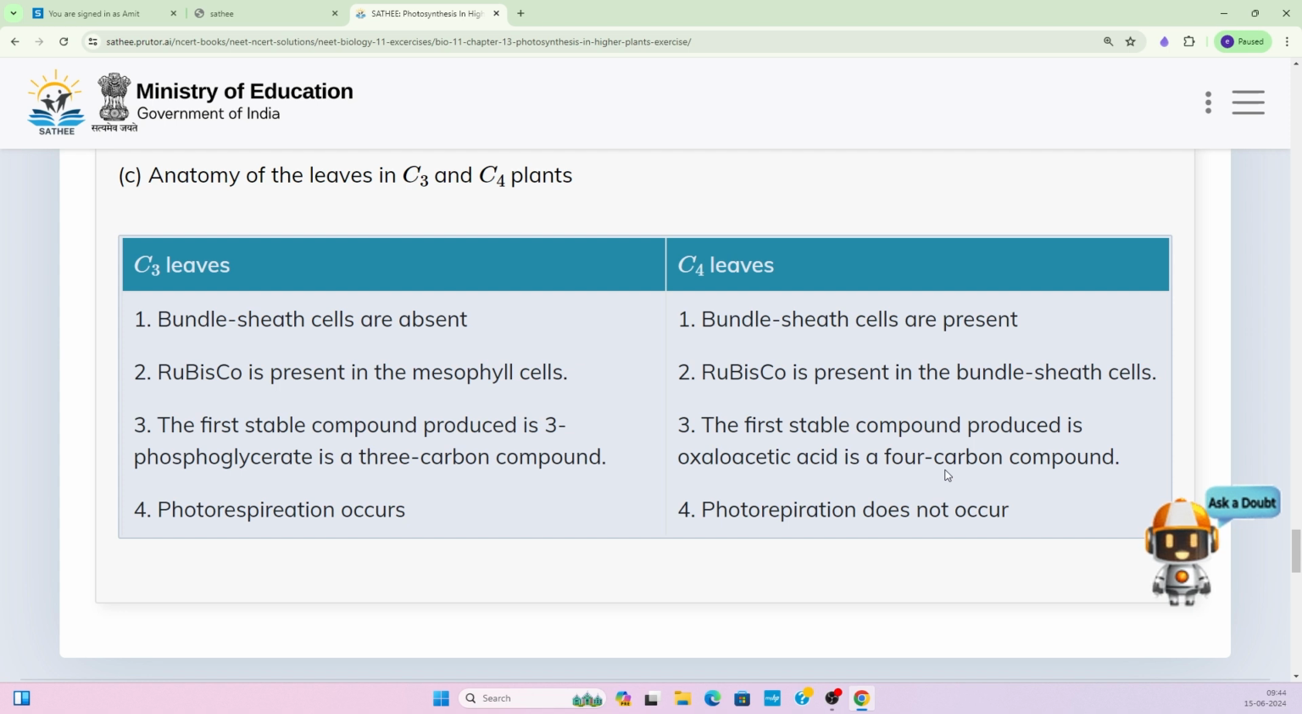So along with this, we have completed the NCERT exercise. We have discussed the solutions of the questions present in the NCERT exercise of the chapter Photosynthesis in Higher Plants.